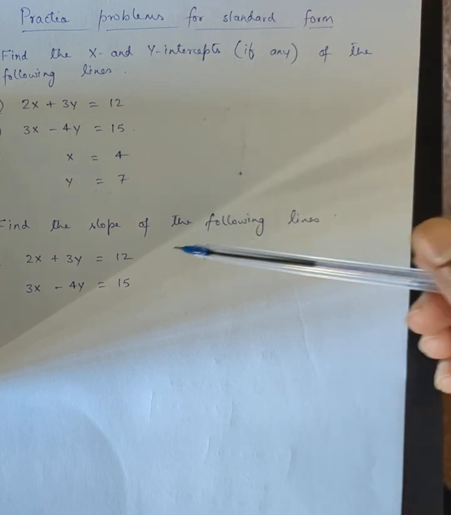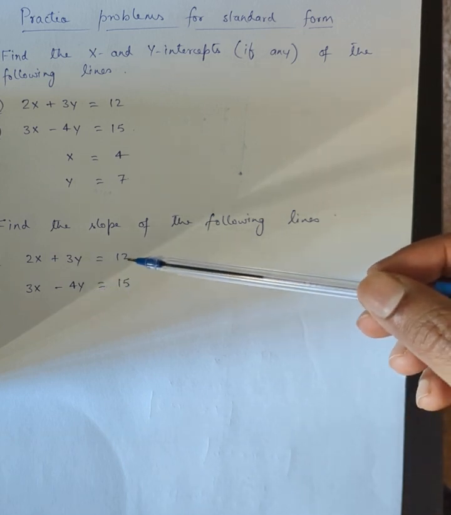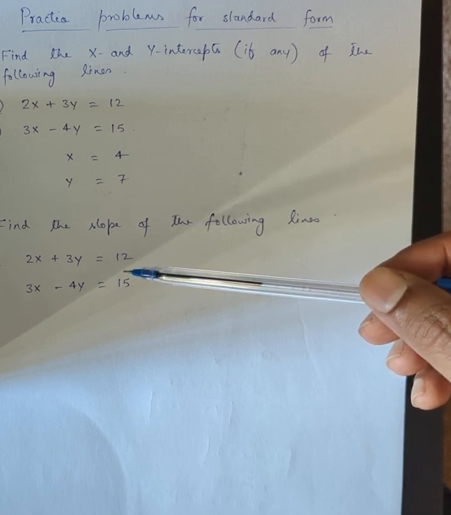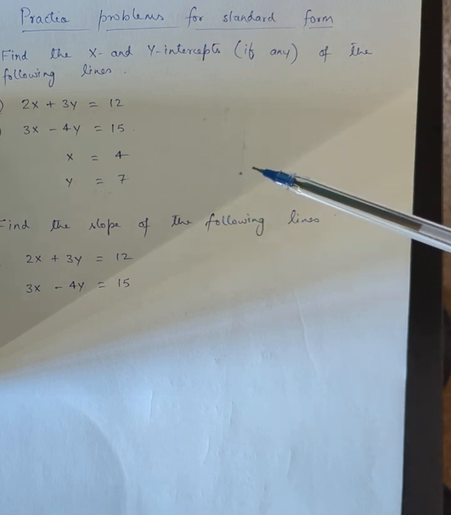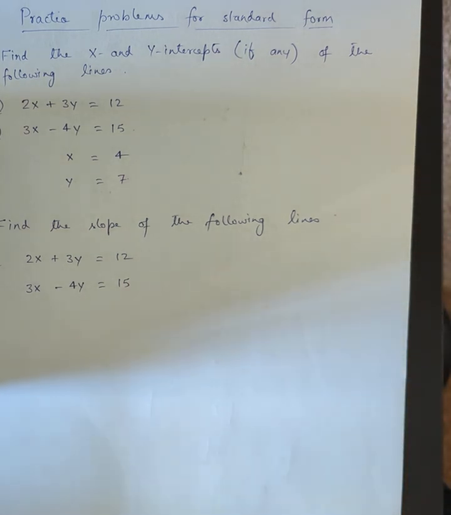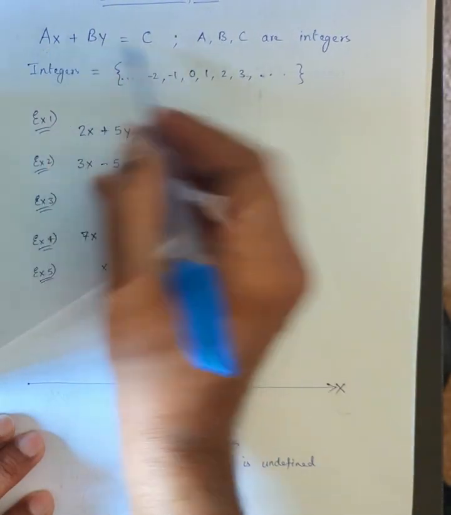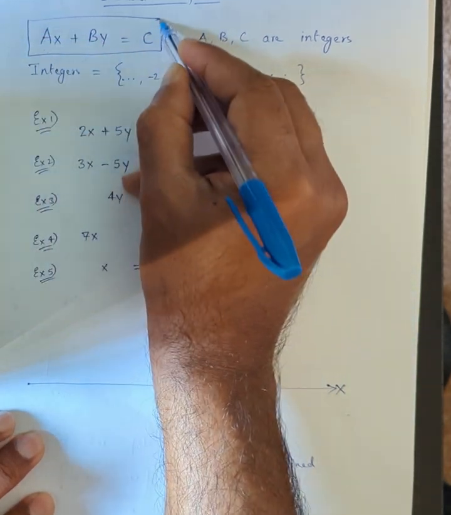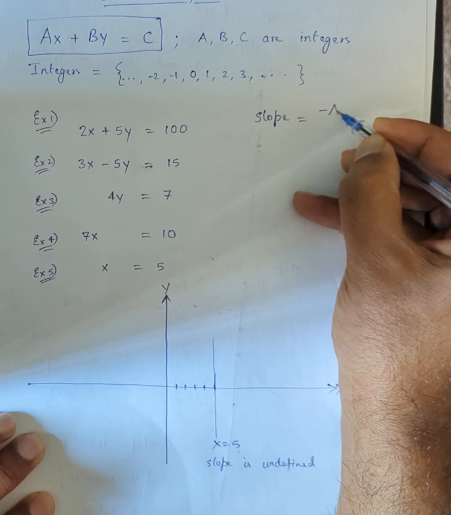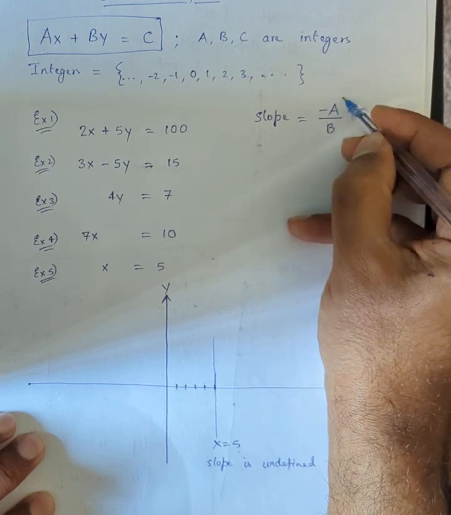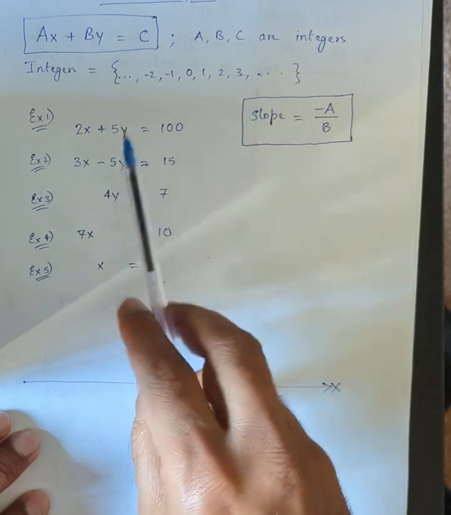So do that. And then find the slope of the following lines. To find the slope of the lines, you need to convert to slope-intercept form. And there is one other way to find the slope in the standard form. I've not mentioned that, but I guess I can give you the shortcut. So let's go back to the original standard form, ax plus by equal to c. And the slope is the opposite of a over b.